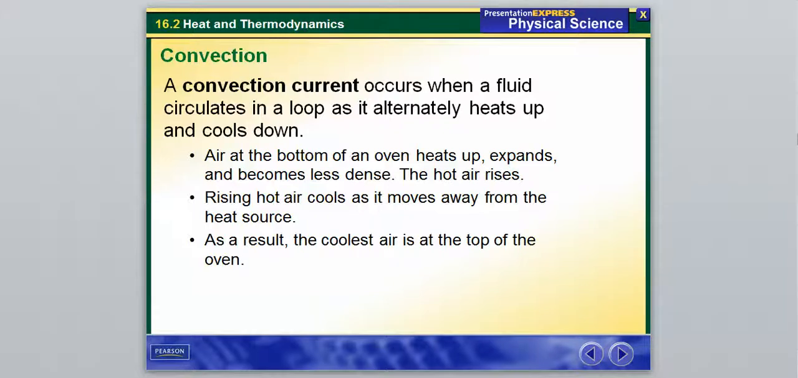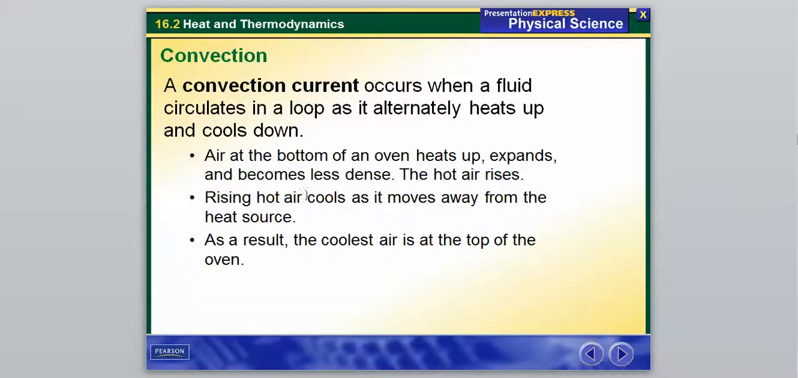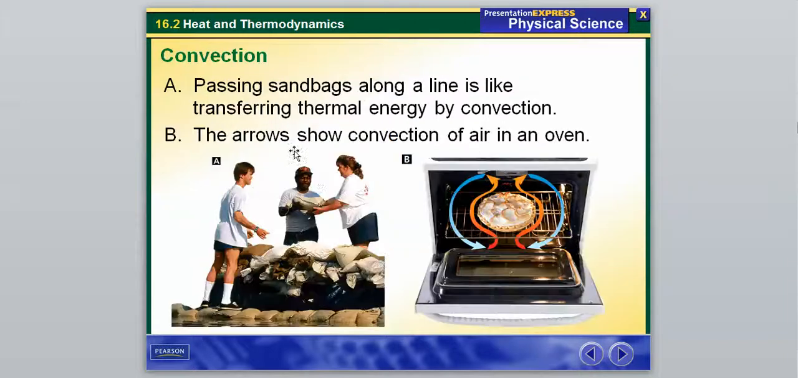So right down here at the oven, the heat source is right here at the bottom of the oven, so that hot air rises and rises, and by the time it reaches the top, it's farther away from the heat source, so it is going to cool, and then it is going to eventually sink back down. As a result, the coolest air is at the top of the oven. Right here at its peak, the air will hang out, and eventually it will cool, and as it cools, it sinks, and as it gets closer to the heat, it heats up more and starts to rise again. So that's how convection works in an oven.